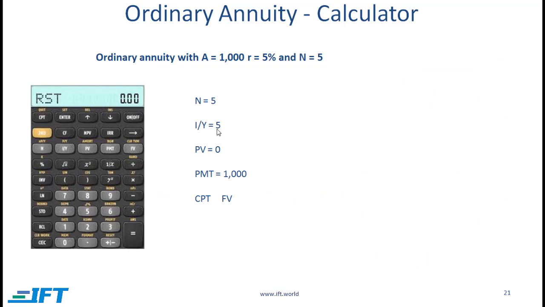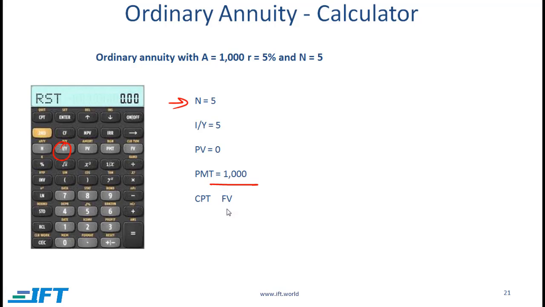And finally, let's see how we do this using a calculator. And this is the method that you should use on your exam. We plug in n equal to 5. That's the number of periods. The interest rate per period is 5%. So plug that in. Present value is 0. That's because you are not making any investment at time 0. The first cash flow is happening 1 period from today. The payment is 1,000. That's the equal payment happening at the end of every period.